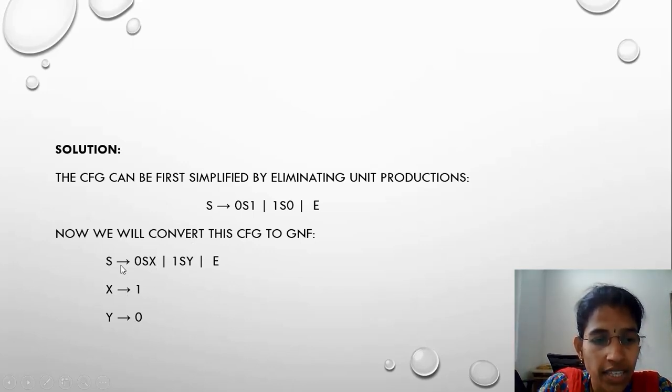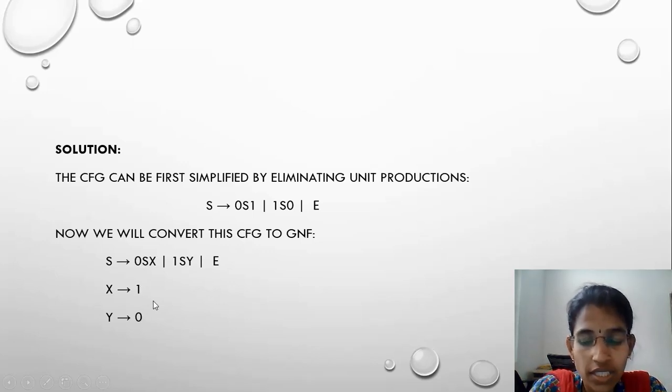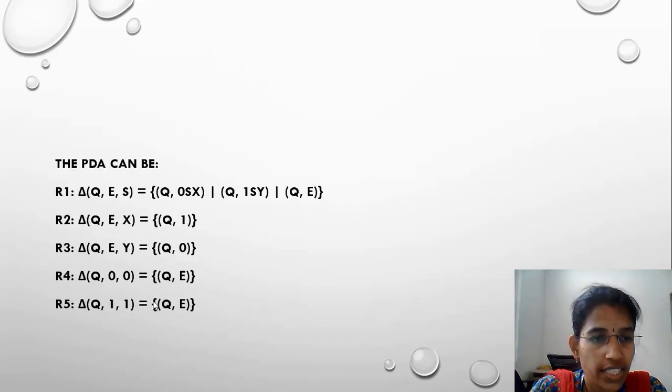So the first step, S tends to 0 S X. The 1 is represented by X. Here I apply X in production rule 1, and apply Y for 0. Here I create two variables, X tends to 1, Y tends to 0. So all the grammar rules must start with a terminal, 0 or 1. So the first concept is done.